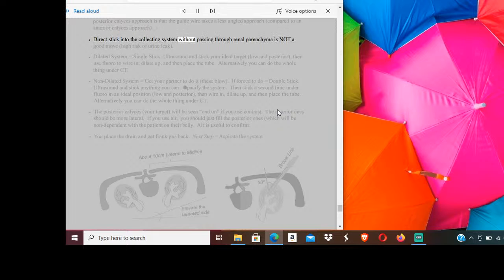Direct stick into the collecting system without passing through renal parenchyma is not a good move, high risk of urine leak. Dilated system equals single stick: ultrasound and stick your ideal target, low and posterior, then use fluoro to wire in, dilate up, and then place the tube. Alternatively, you can do the whole thing under CT.